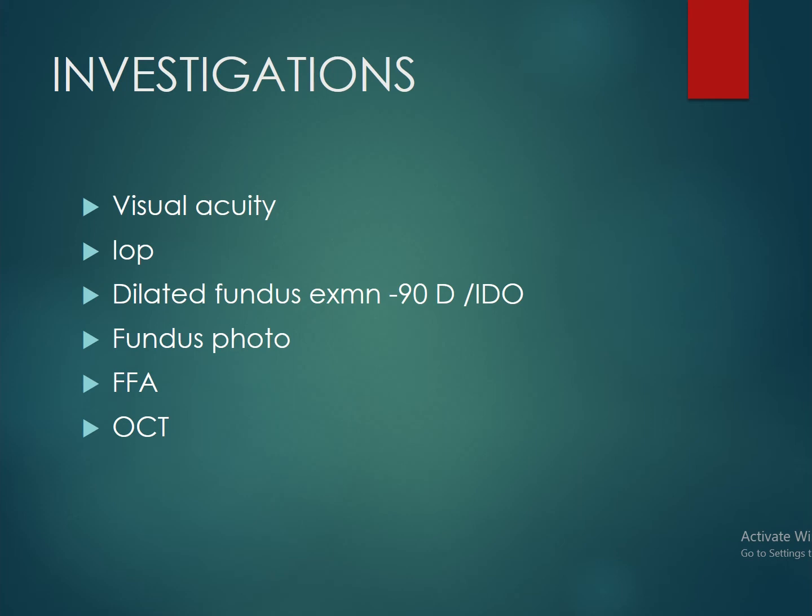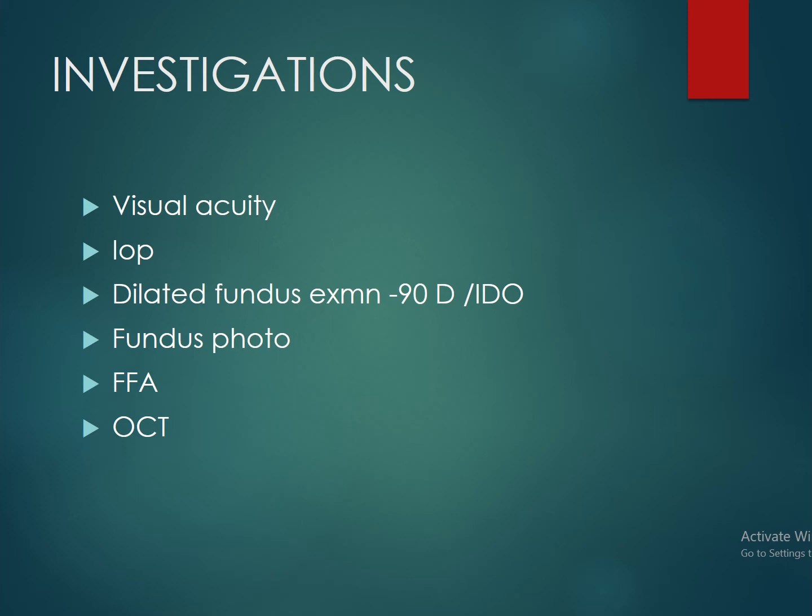Then you need to do a dilated fundus examination, which is better done with a 90 diopter lens or indirect ophthalmoscopy, which will give you a stereoscopic view of the fundus. And then you can do a fundus photo for your recording purpose, so that in future you'll be able to get back and see what the picture was like, whether there is any progression.